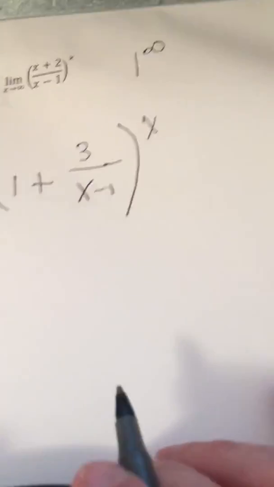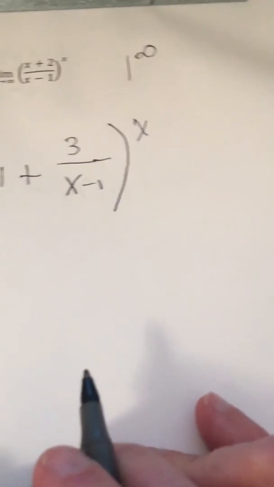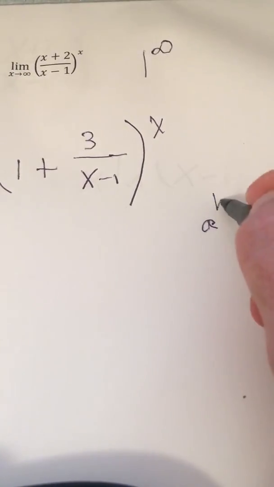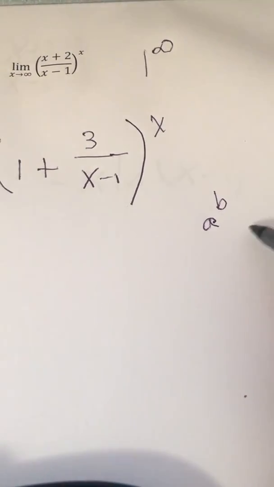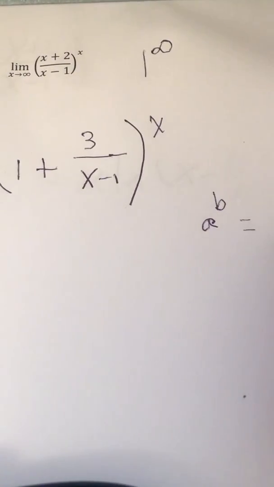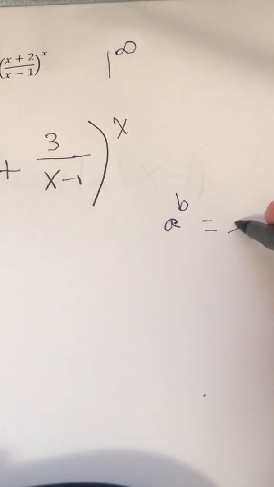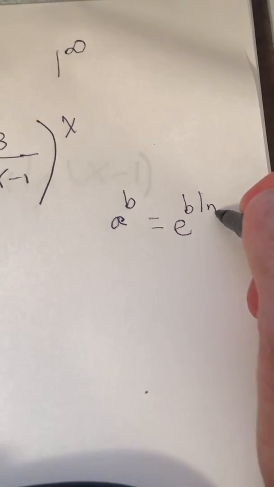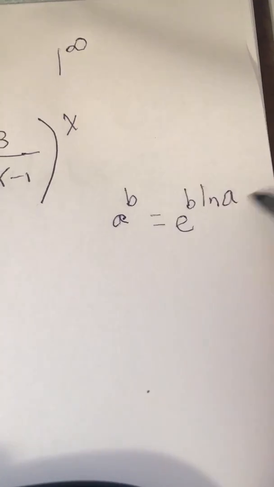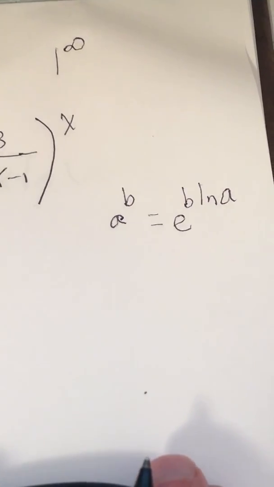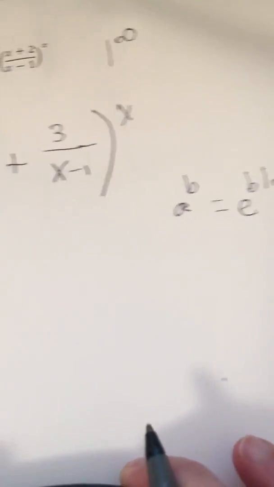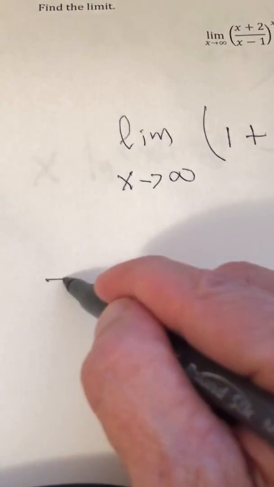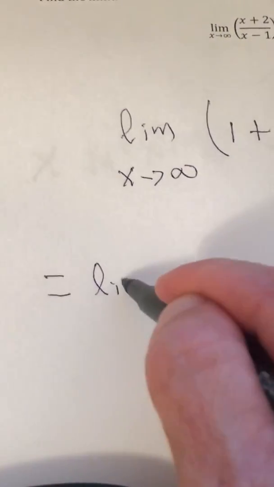Now, what I'm going to remind you of is, again, more algebra. a to the b is the same as e to the b ln a. You've probably seen that before. Maybe you have just forgotten it because it's been a while. So we're going to use that in this situation. So far all I've done is algebra, no calculus yet.